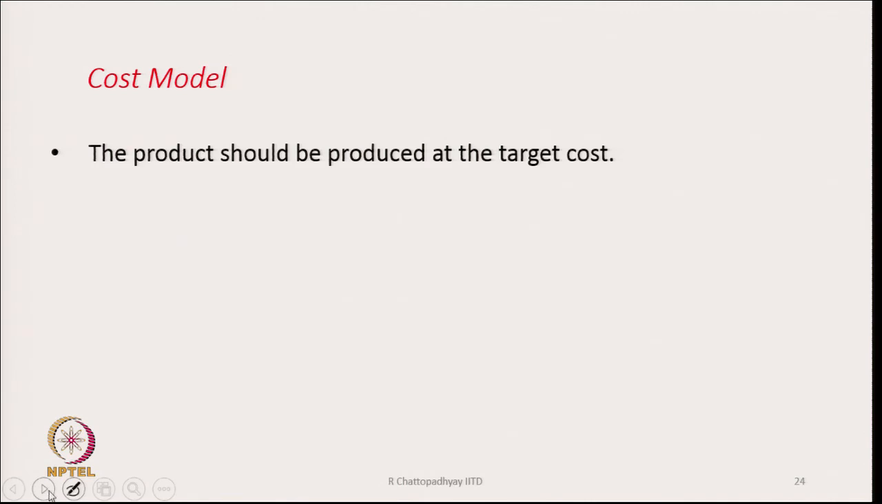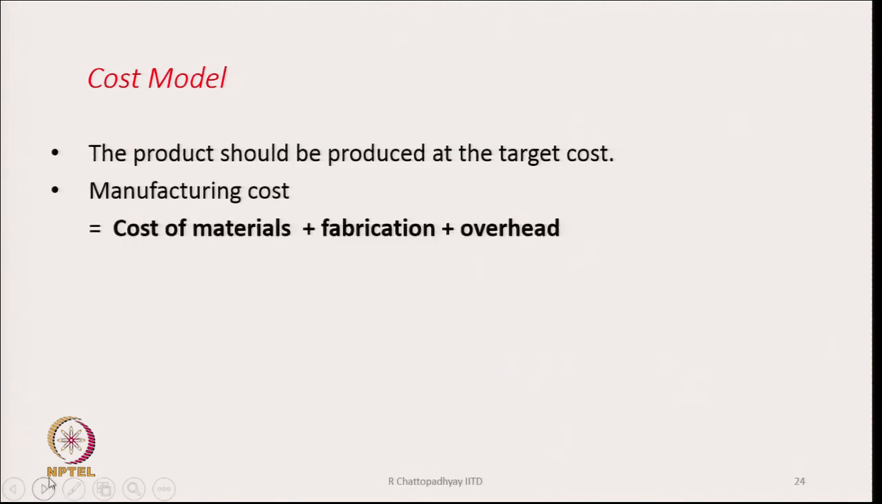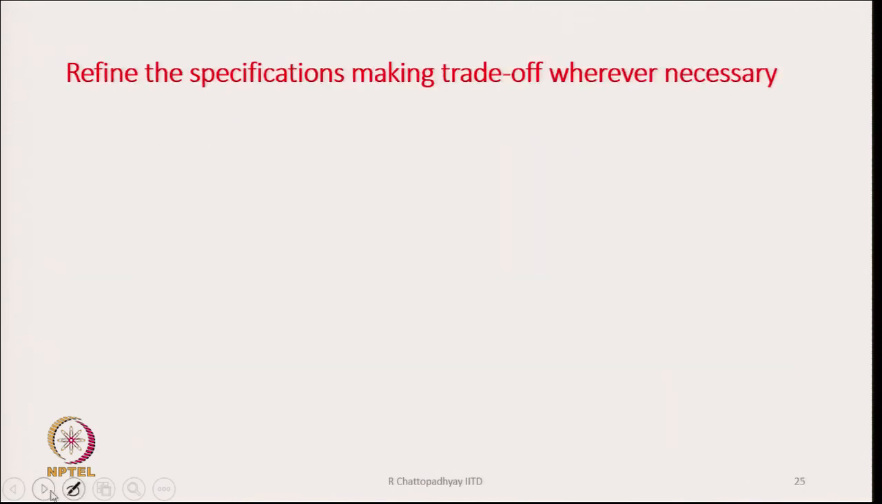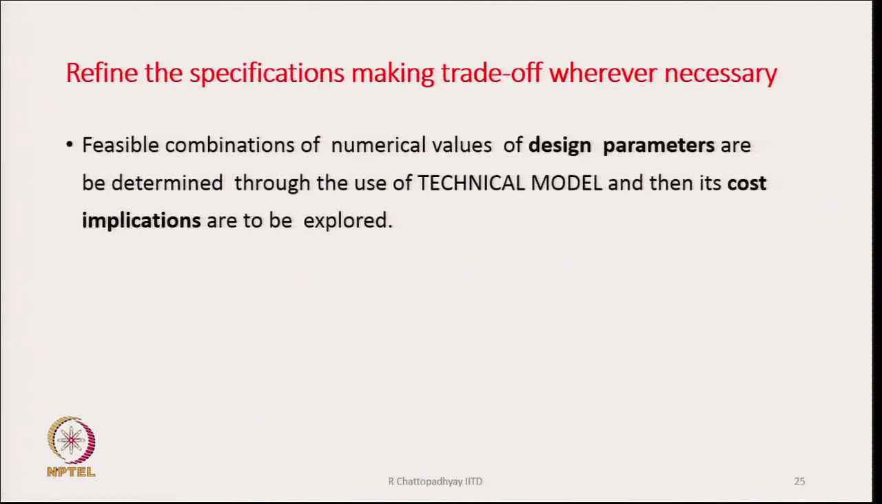The cost model is the other model, where we try to find out the cost of the product. Cost has three components: cost of material, cost of fabrication, that is manufacturing cost, and the overhead cost. In very general terms, we can find out what could be the cost. The cost information should include both high and low estimates of each item, and once you have the cost model, define the specification making a trade-off wherever necessary.